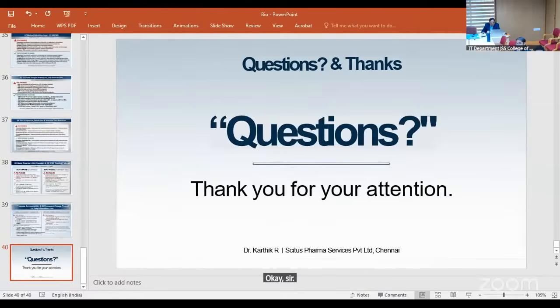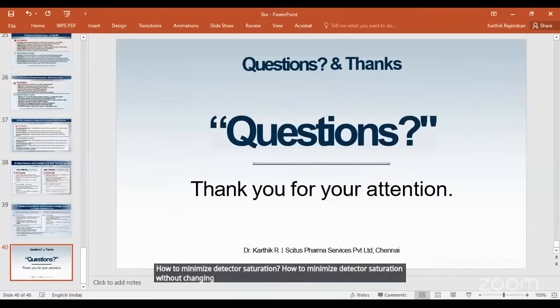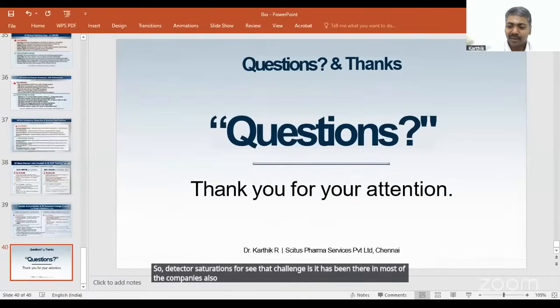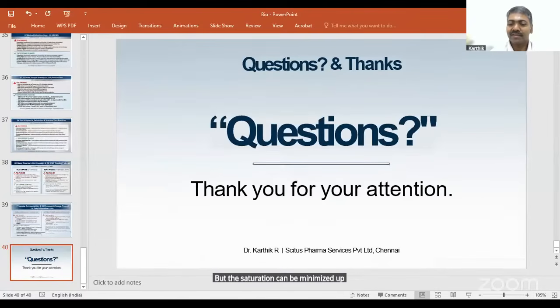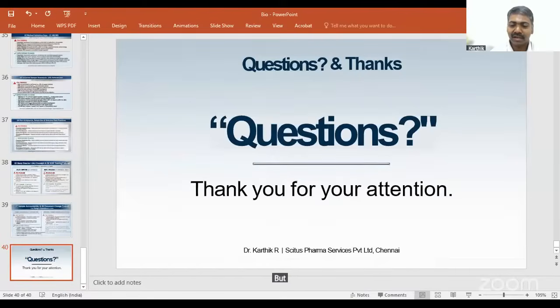Okay, sir. My one more question is, how to minimize detector saturation without changing the calibration standard concentration? Detector saturation is a challenge in most of the companies. If we go with higher concentrations, the chances of detector saturation are higher. For some molecules, saturation can be minimized up to 20% rather than 50% by selecting the right column and the right pH. But 100% of detector saturation cannot be avoided.